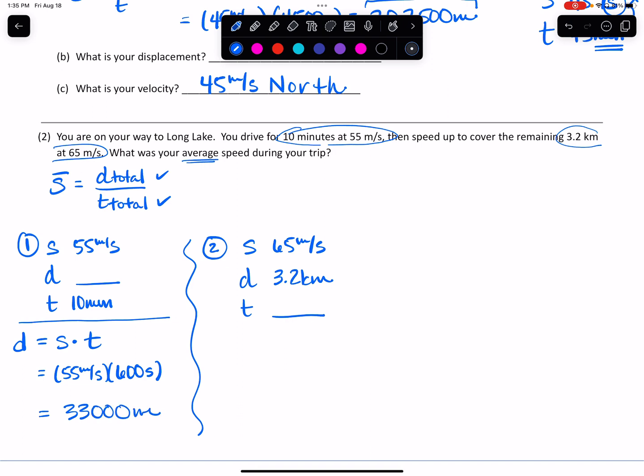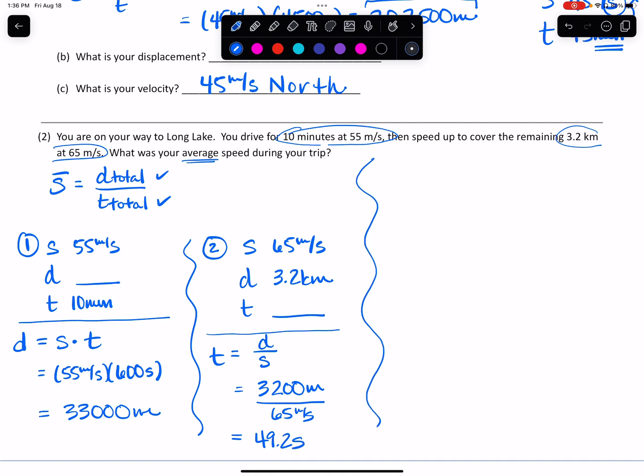All right. Now I go over to my second leg. This time I'm looking for time, and time is equal to distance divided by the speed. So 3.2 kilometers. Now I need it in meters because my speed is in meters per second. So I multiply 3.2 times 1,000, and I get 3,200 meters divided by 65 meters per second. And the time that it takes me to travel this leg is 49.2 seconds.